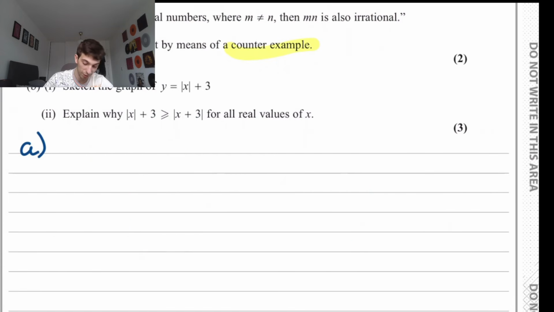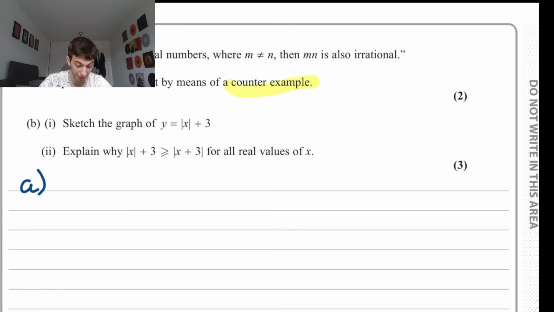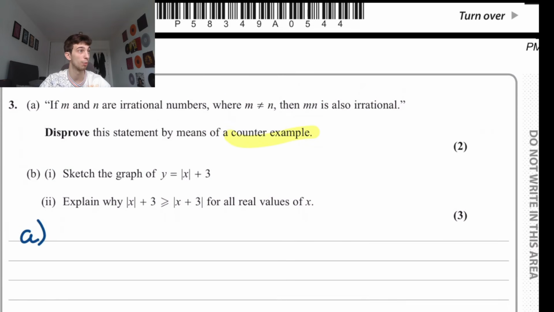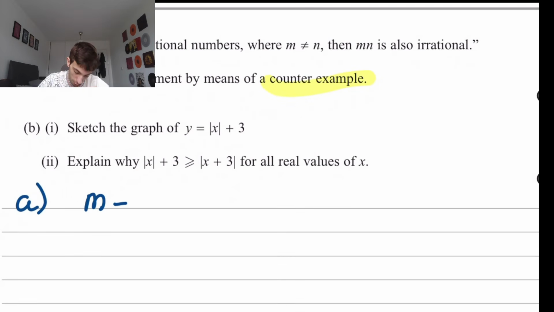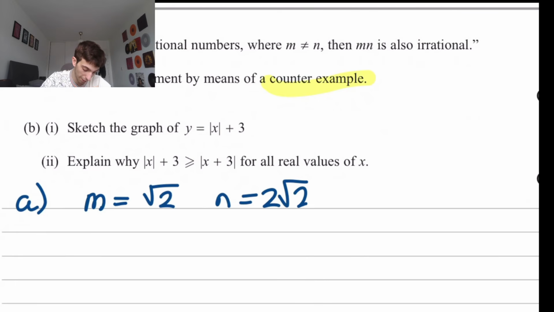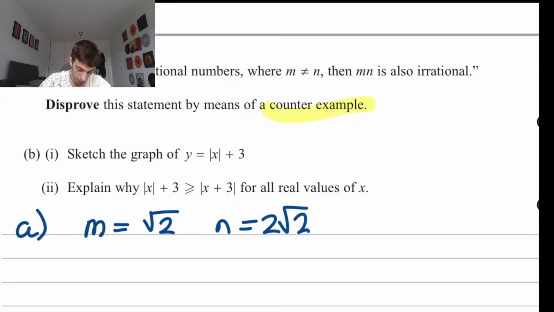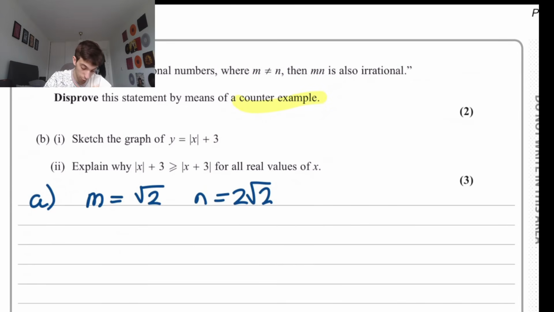So what do we have to do? We have to find two irrational numbers that multiply together to make a rational number, because we're trying to disprove the statement that when we multiply them together, they'll be irrational. So there's actually quite a few things you could take in this question. For example, we could have m equals root 2. We could take n equals 2 root 2, because remember we have to have that m does not equal n.